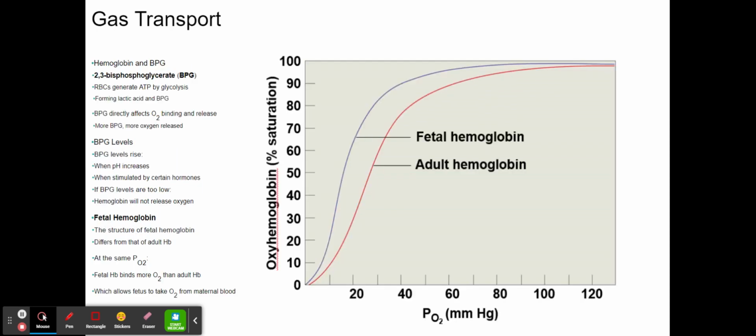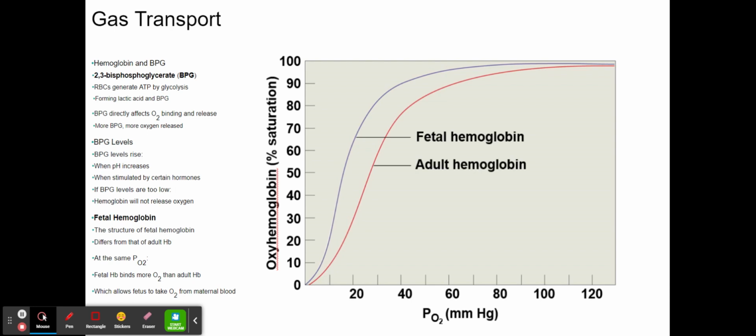Red blood cells lack mitochondria. These cells produce ATP only by glycolysis. As a result, lactic acid is formed. The metabolic pathways involved in glycolysis in a red blood cell also generate the compound 2,3-bisphosphoglycerate, or BPG. This compound has a direct effect on oxygen binding and release. For any partial pressure of oxygen, the higher the concentration of BPG, the greater the release of oxygen by hemoglobin molecules.